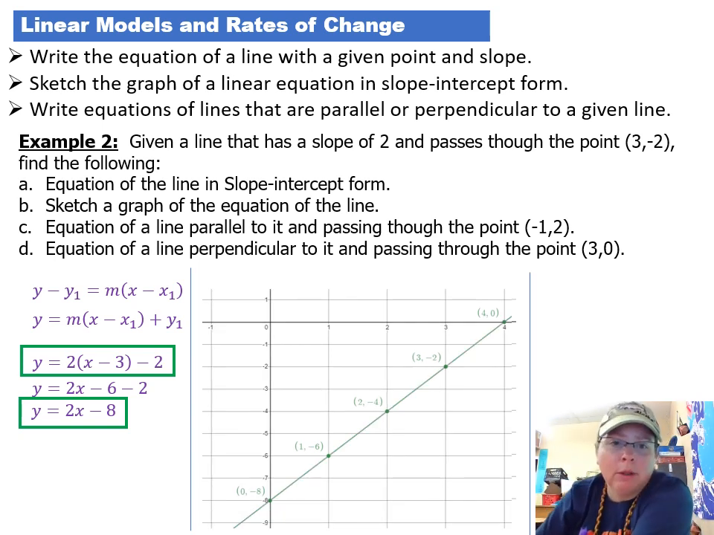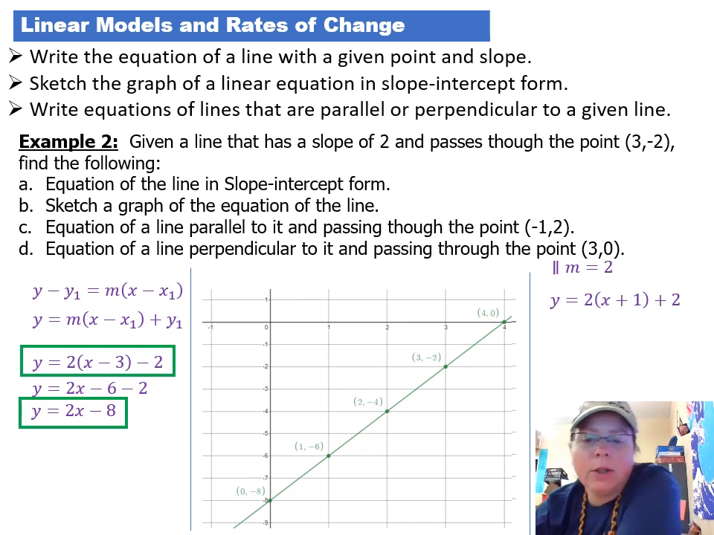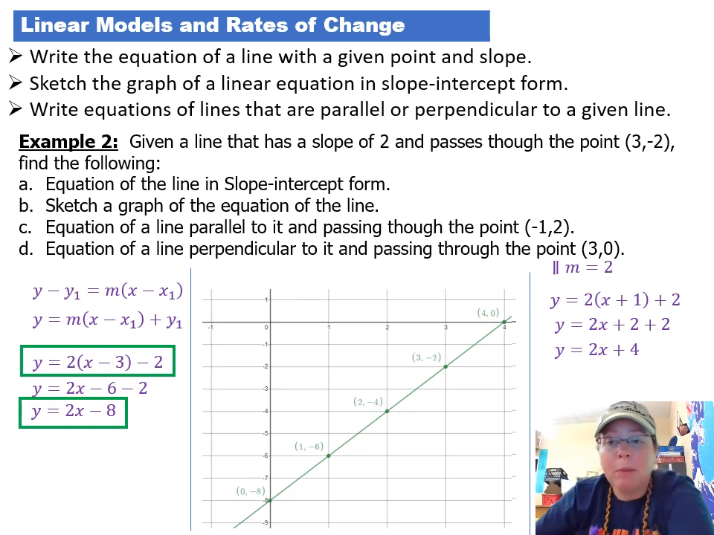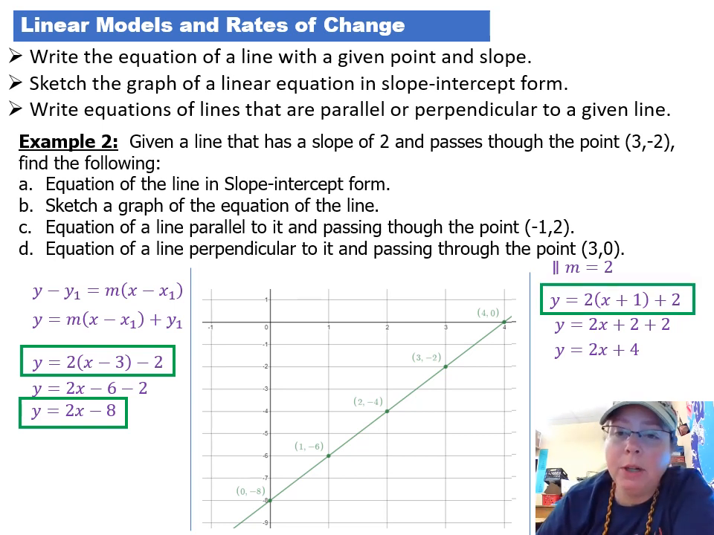Now for parallel, we want the same slope, so our new parallel slope is 2 also, but we have a different point. So y equals 2 times x minus a negative 1, or x plus 1, and then plus 2. And then I can simplify that to get it into slope-intercept form. So 2x plus 2, so that's y equals 2x plus 4. So the parallel line that goes through (-1, 2) could be in point-slope form, y equals 2 times x plus 1 plus 2, or y equals 2x plus 4 is the slope-intercept form.